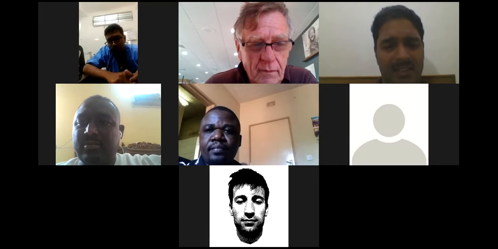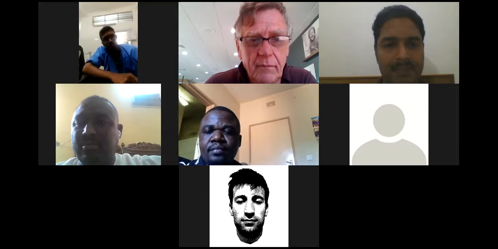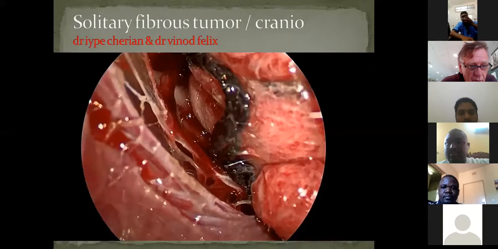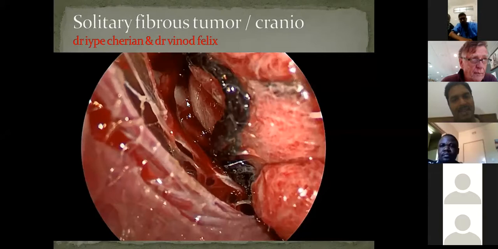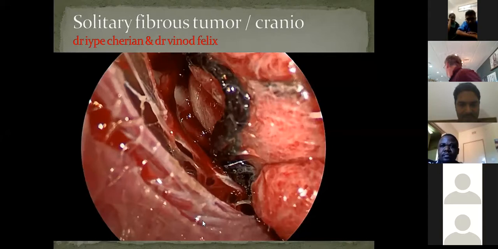Okay, sir. I think I'll get back to the presentation. So we remove the tumor by going with the extracapsular technique, and you could see that after the tumor has been dissected off, this is the right cavernous sinus, and you're seeing the third cranial nerve and the sixth cranial nerve there. Hope that is very clear.